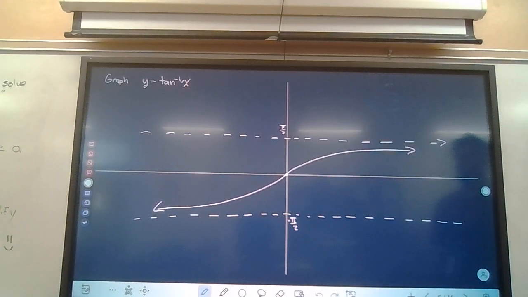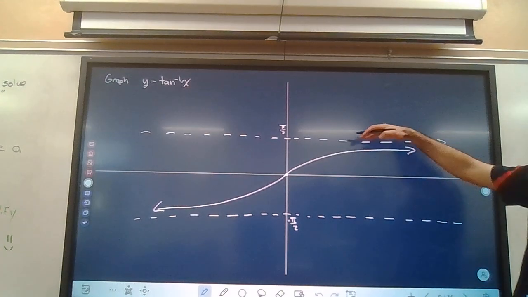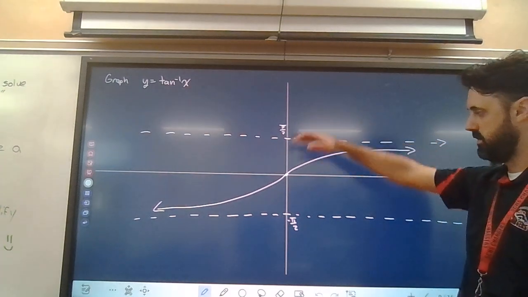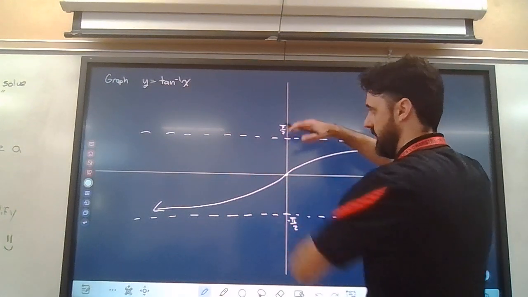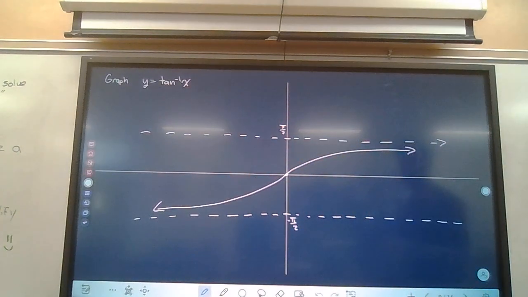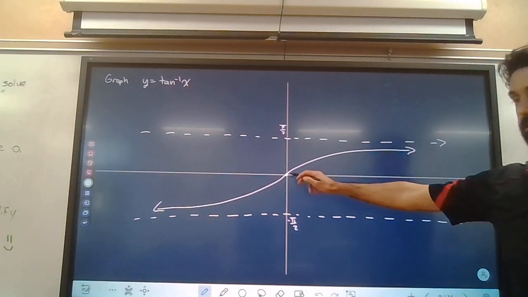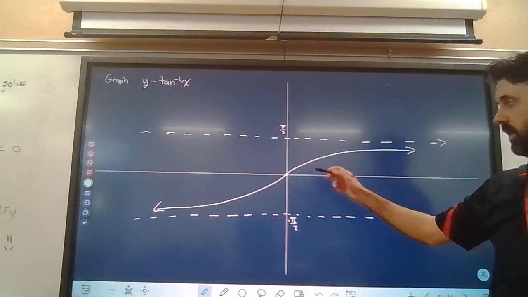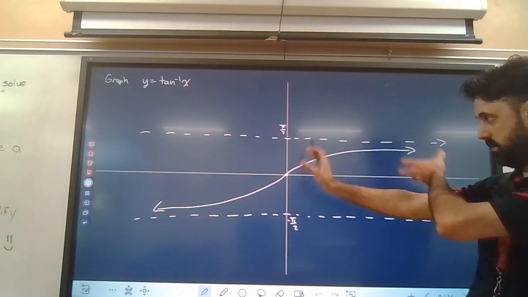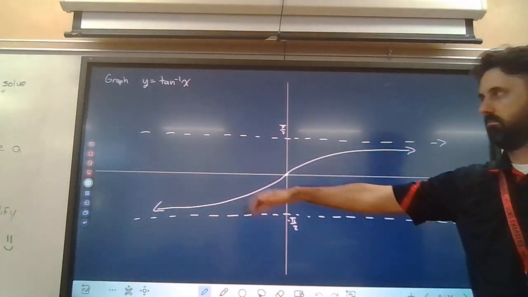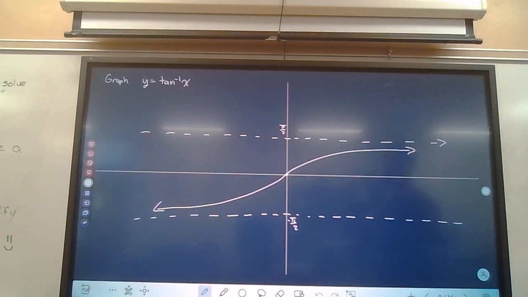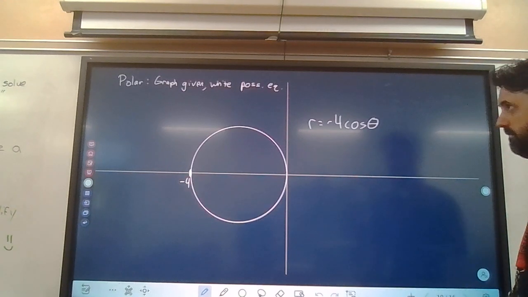Inverse tangent. So regular tangent had vertical asymptotes at positive pi over 2 and negative pi over 2, so they were here. Now they're horizontal asymptotes at positive and negative pi over 2. The point at the origin doesn't move, right? When you switch 0 and 0, it's the same thing. And so we just have to sketch it towards the horizontal asymptotes from there. All right, so that's the graph of inverse tangent.